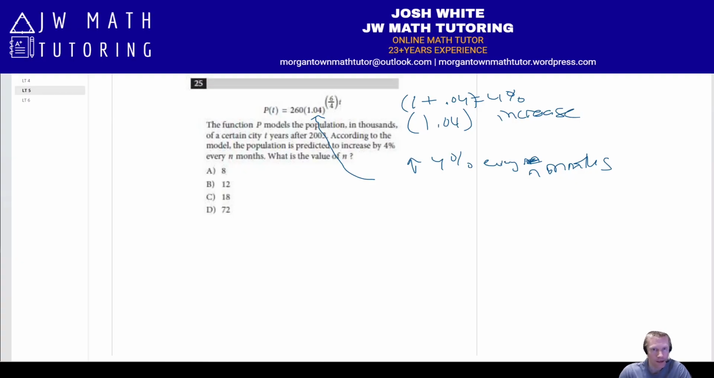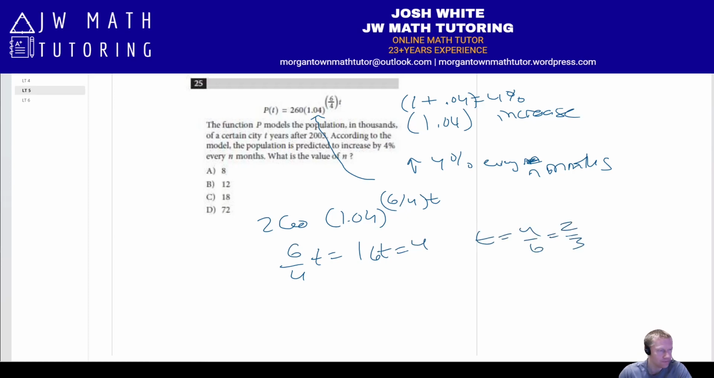So the point is, if you have this function right here, you need the exponent to essentially equal 1, and that would equate to a 4% increase, because then you'd be multiplying by 1.04, which is essentially what you do when you want to calculate a 4% increase. So in other words, 6t over 4 is equal to 1, or 6t is equal to 4. You just multiply by 4. Or t is equal to 4 over 6, or 2 over 3.